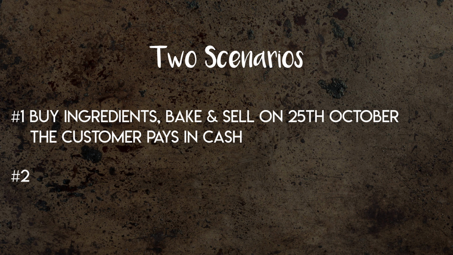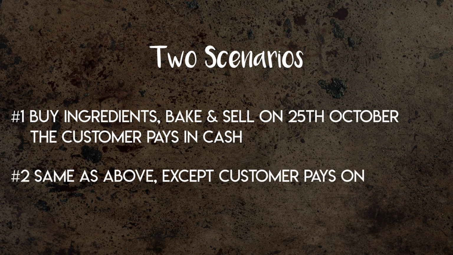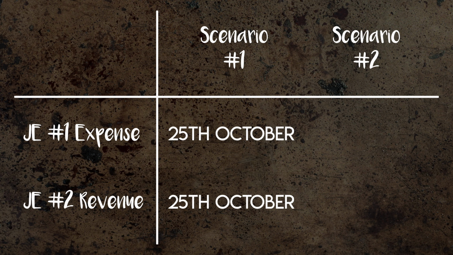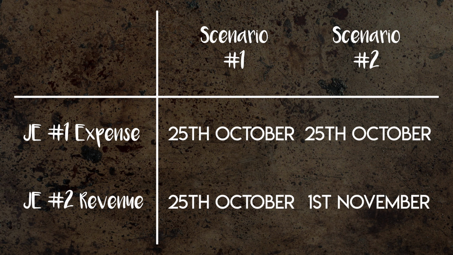The second scenario is the same as the first, except this time the customer pays on account. Your business has 7-day payment terms, so you receive the cash a week after you baked and handed over the cake to the customer. Under the cash basis of accounting, you record your expense the day that you bought the ingredients for your cake, and you recognize your revenue the following week on the 1st of November, because that's when you received the cash from the customer.